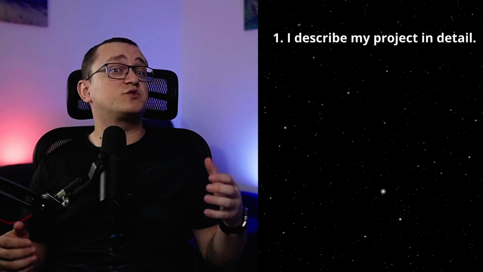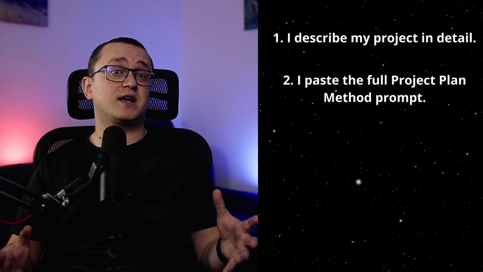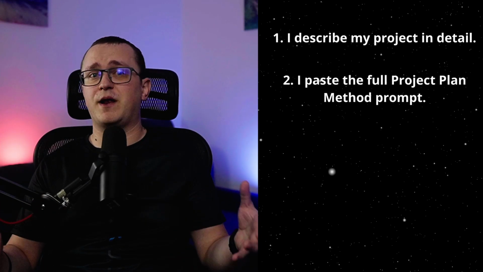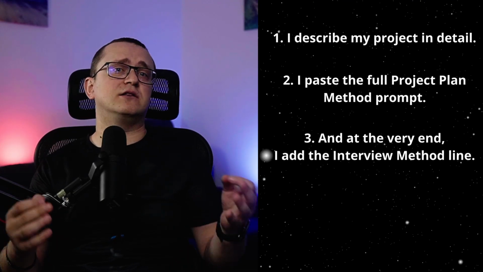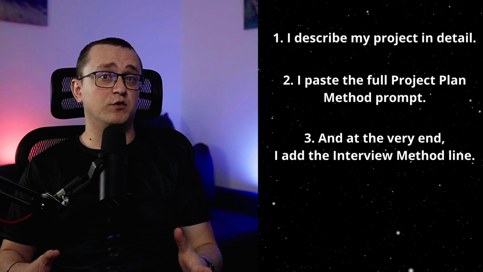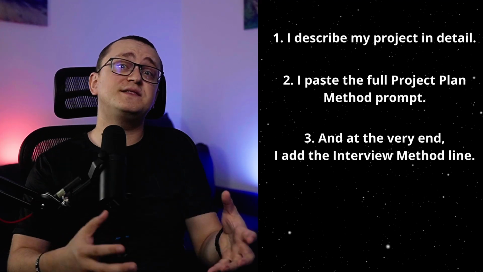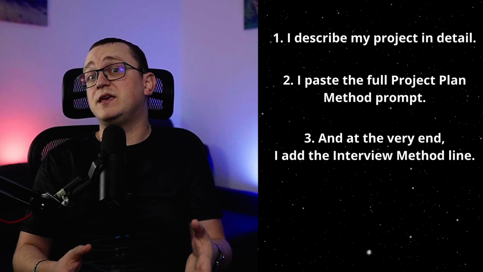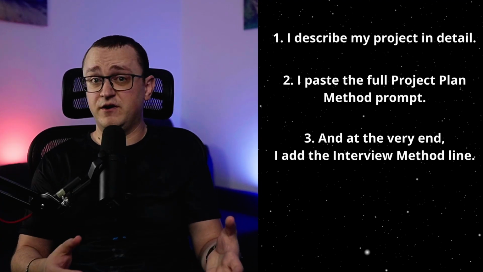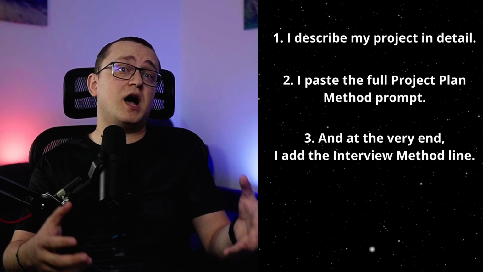First, I describe my project in detail. Second, I paste the full project plan method prompt. And third, at the very end, I add the interview method line. The result? Before the AI even writes the plan, it asks me clarifying questions, shows me example answers I could give, and even recommends the best option for my project. Once I answer those, then it generates the plan.